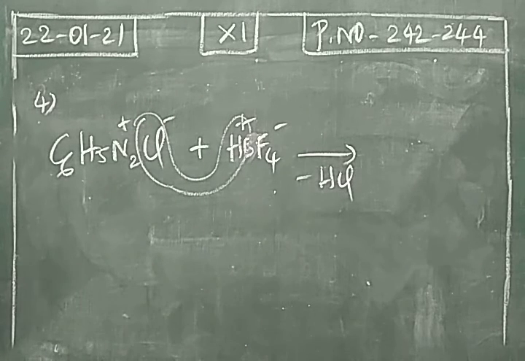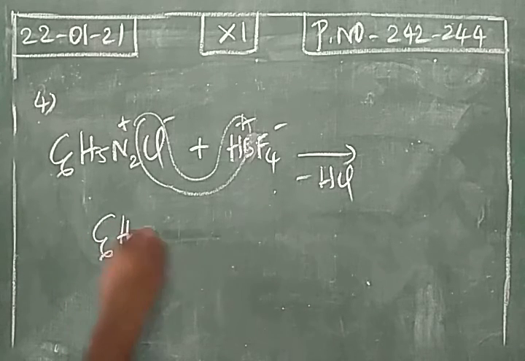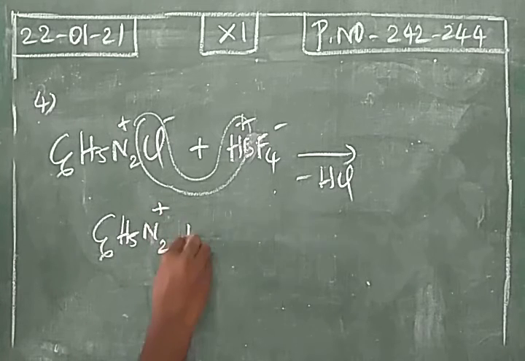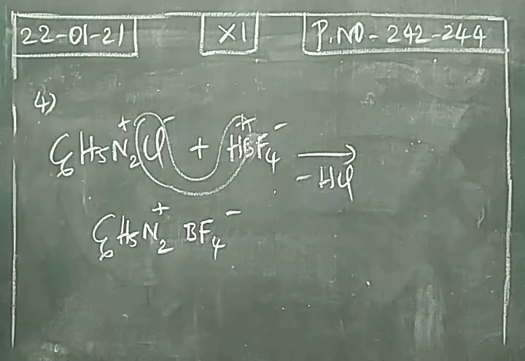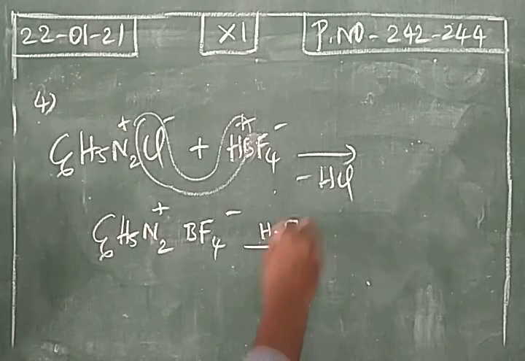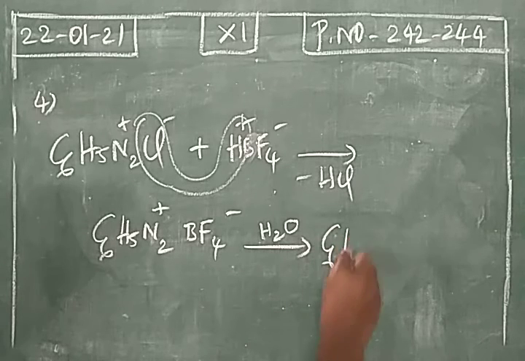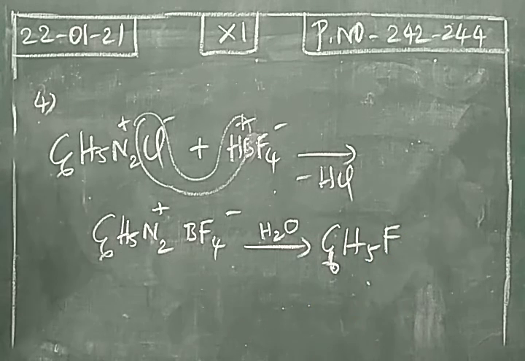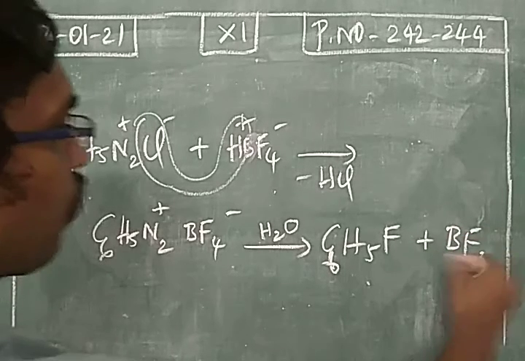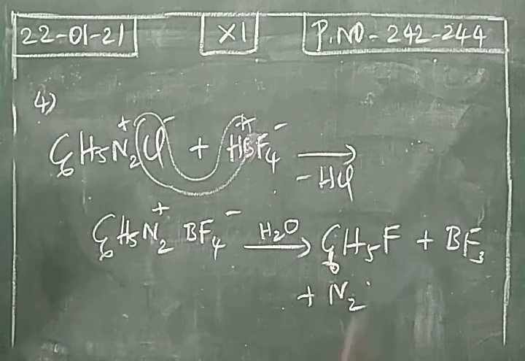Remaining C6H5N2 plus diazonium ion. So the intermediate is C6H5N2 plus BF4 minus. So tetrafluoroborate diazonium ion intermediate will be formed, and further heating will give you fluorobenzene. Fluorobenzene is formed with the liberation of boron trifluoride molecule and nitrogen molecule. So this is the preparation method of fluorobenzene.